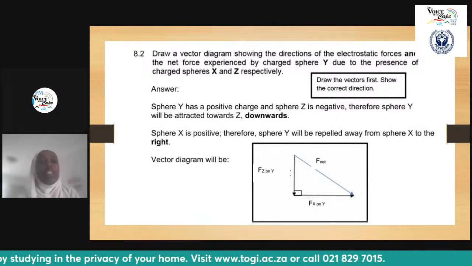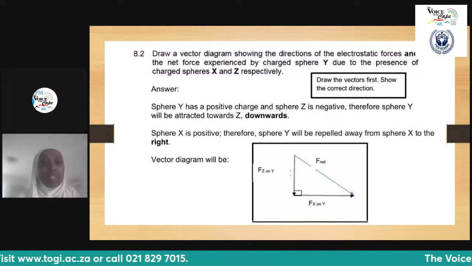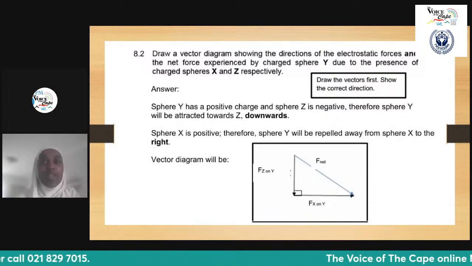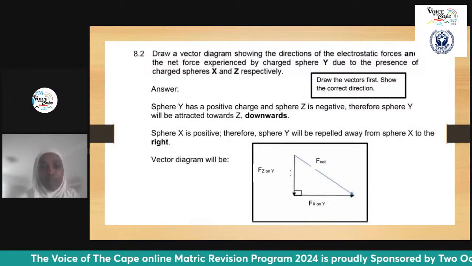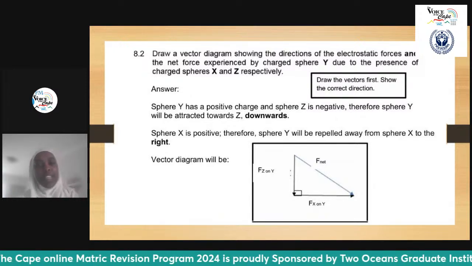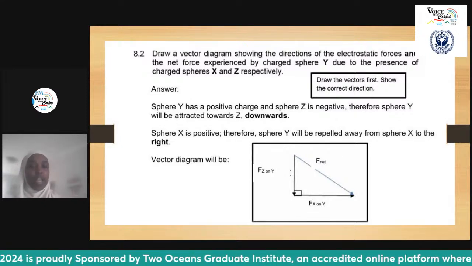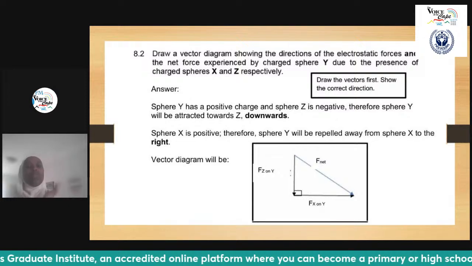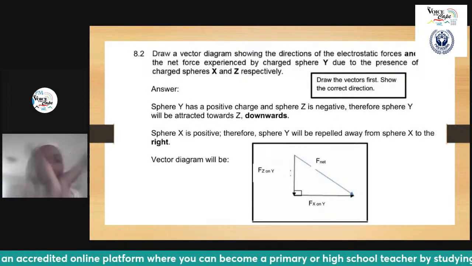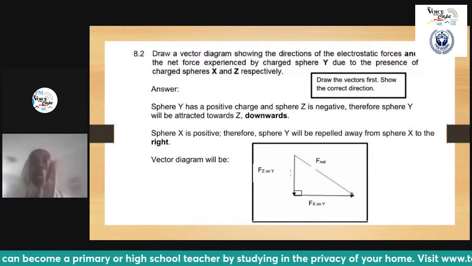The first question says, draw a vector diagram showing the direction of the electrostatic force and the net force experienced by charge sphere Y due to the presence of charge spheres X and Z, respectively. Draw the vectors first and show the correct direction. Remember I said, I'm not necessarily talking about the resultant force. I'm talking about when you are connecting your known charges, it must be drawn head to tail. Do you see that it's drawn head to tail? Let's keep it that way.